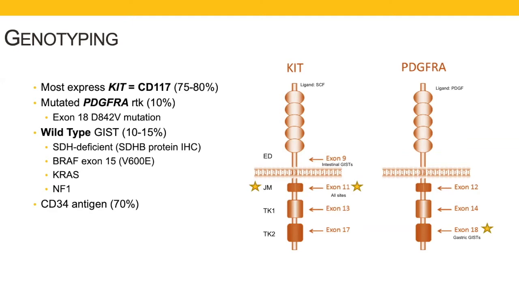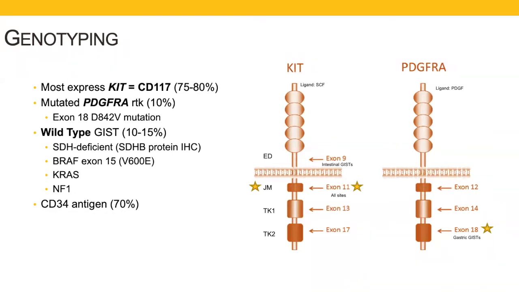Sometimes GISTs have neither of these receptors, and these are deemed wild type GISTs. There are additional genetic studies that you can get to determine what subtype of wild type GIST it is. Some of these are SDH deficient or associated with BRAF exon 15 mutations, or KRAS and NF1, which I think of all the things on this slide might be the most recognizable gene mutations.